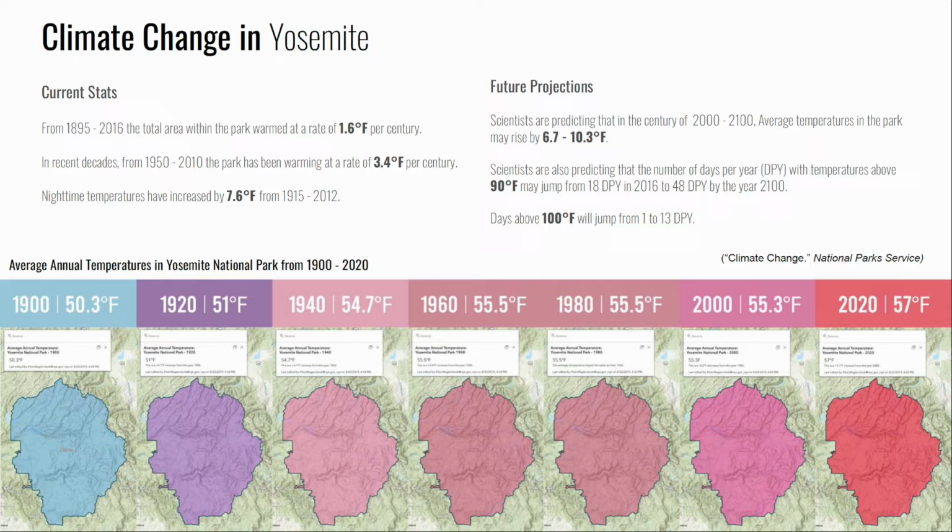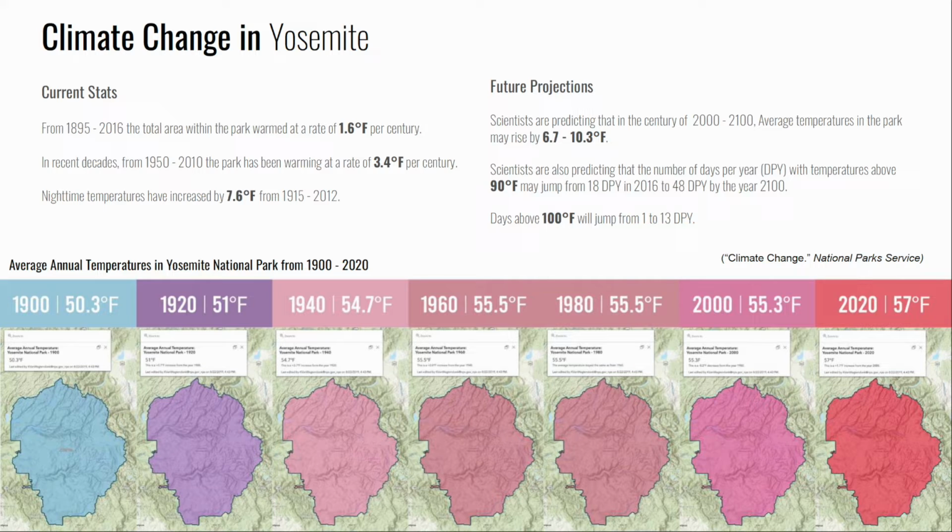In recent decades, from 1950 to 2010, the park has been warming at a rate of 3.4 degrees Fahrenheit per century. Nighttime temperatures have also increased by 7.6 degrees Fahrenheit from 1915 to 2012. Future projections. Scientists are predicting that in the century of 2000 to 2100, average temperatures in the park may rise by 6.7 degrees Fahrenheit to 10.3 degrees Fahrenheit.